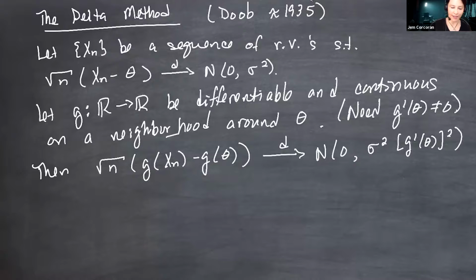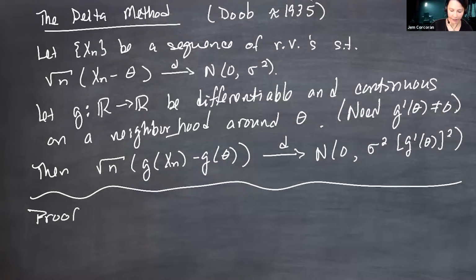So let's prove this. The original proof by Doob involved a lot of different Taylor series approximations and lots of little delta x's, which is how it got its name, the delta method. I'm going to prove it in what I think is an easier way using the mean value theorem.